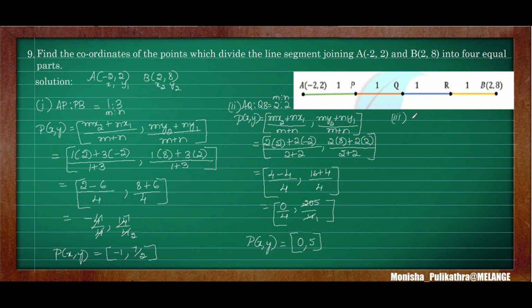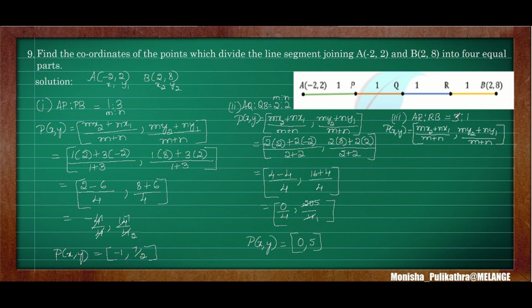Okay, moving on to the third case. So third case is AR is to RB. So here AR is 1 plus 1 plus 1, that is 3, is to RB is 1, 3:1 ratio. The third case is the ratio AR is to RB is equal to 3:1. So we need to apply the section formula once again. That is mx2 plus nx1 divided by m plus n, my2 plus ny1 divided by m plus n.